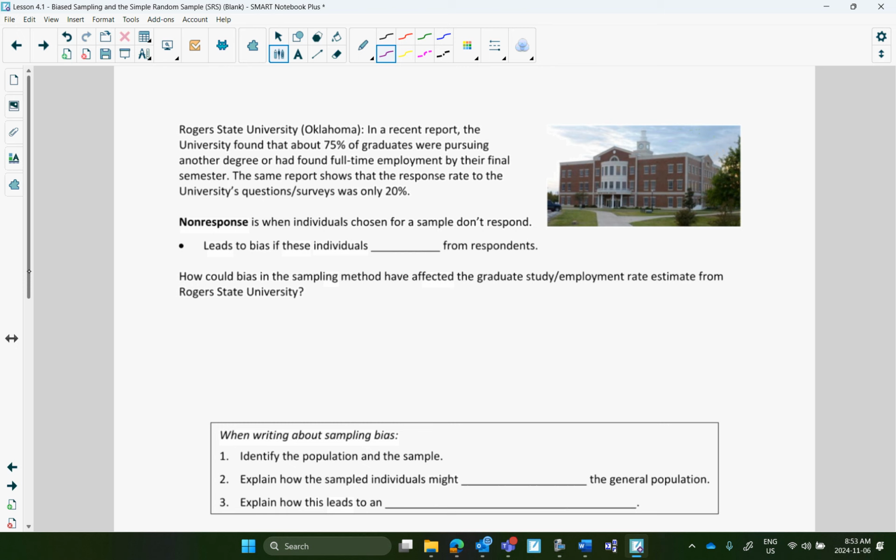Okay, personal information, you just don't want to know. That's one possibility. Because what? You don't have a job. And perhaps you're ashamed of answering. Okay. Or you're not pursuing another degree. You're not sure what you're doing. Okay. That's a big portion, which could mean that the 75% were pursuing another degree or found full-time employment. Do you think that would be an overestimate or an underestimate? An overestimate, right? Okay.